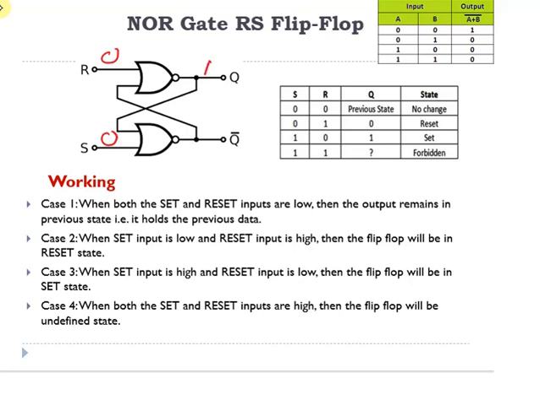Suppose this input was 1 and this input was 0. So since this input was 1, this output was 1 and this output is 0. Let's consider the particular condition. Since this is 1, the input to one of these NOR gates is 1. So that means the output will be 0. So according to the truth table of the NOR gate, when either one of the inputs is high, the output will be 0. So that means it remains in the previous state. The previous state condition is maintained.